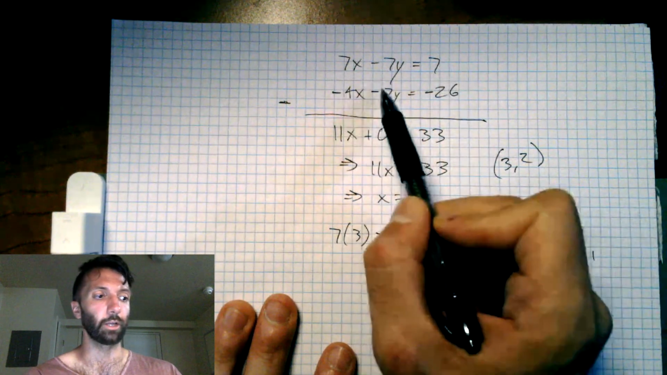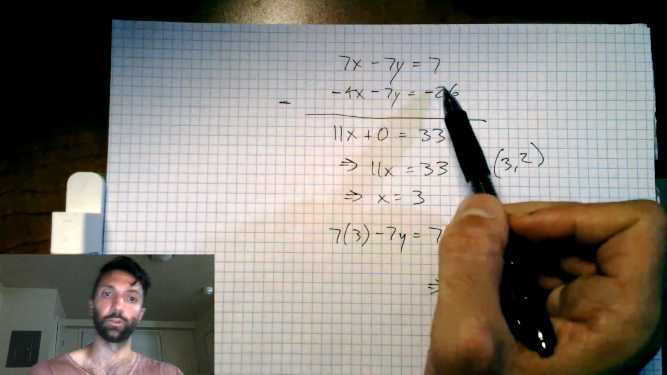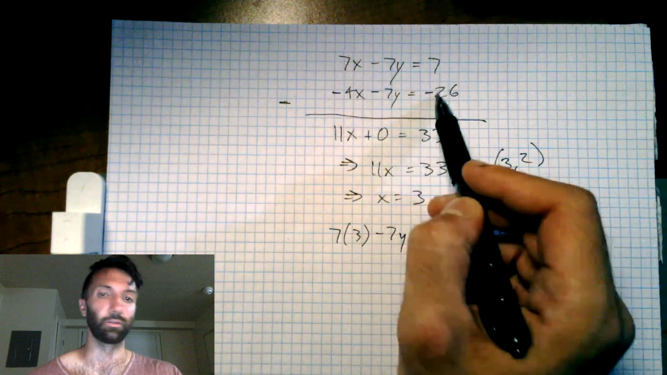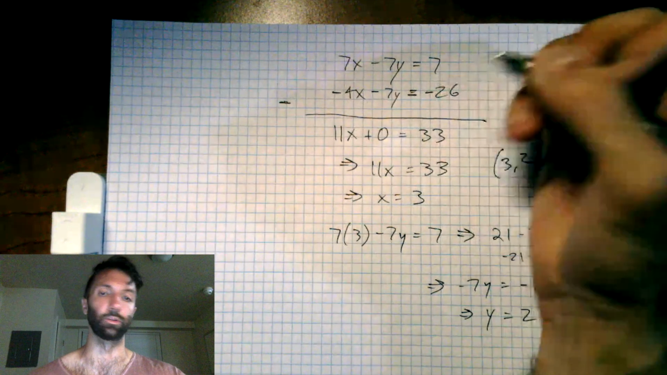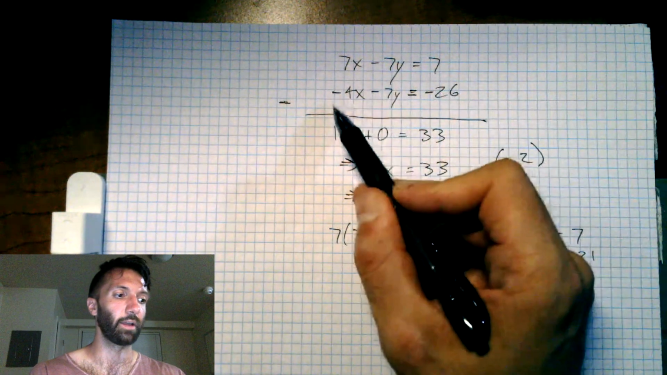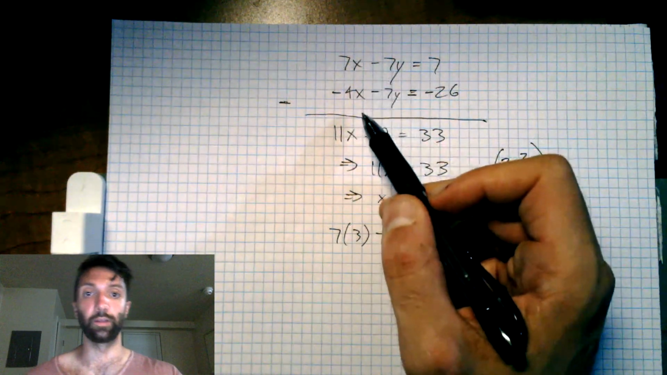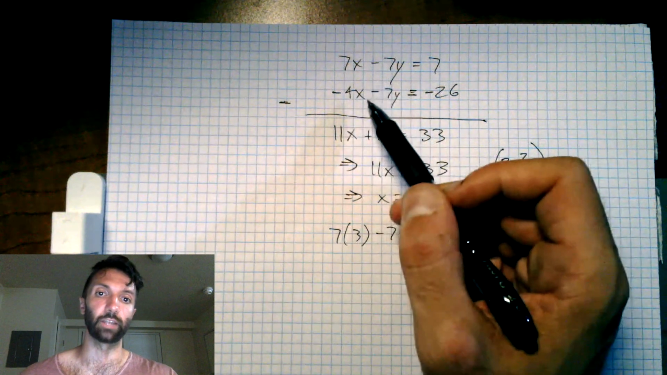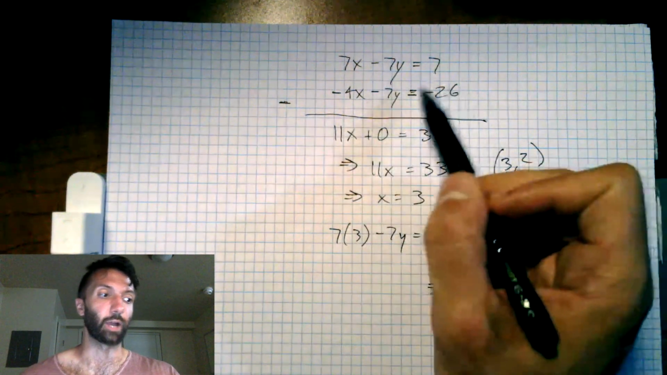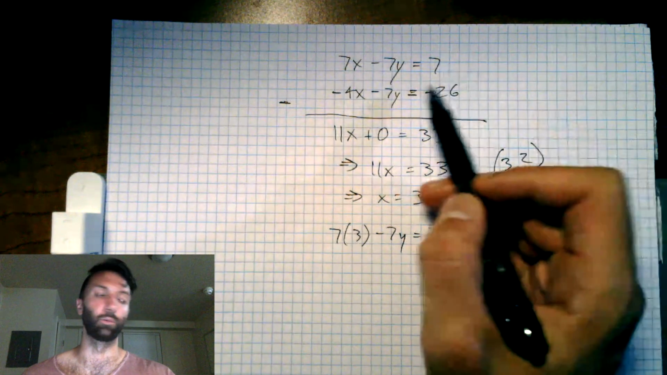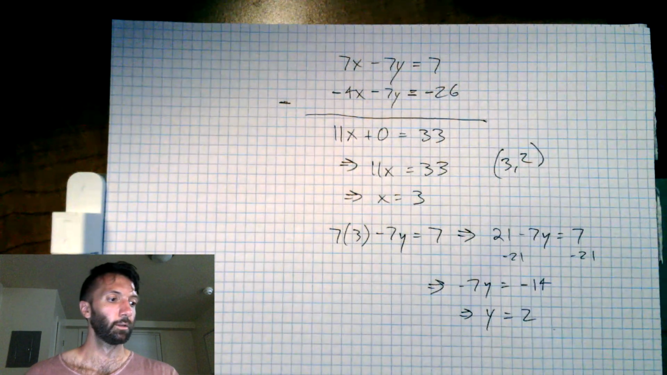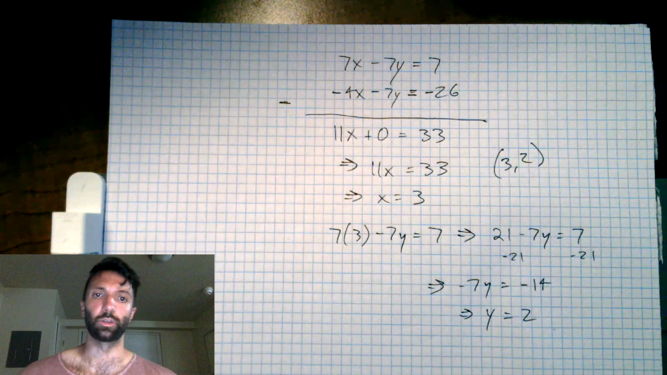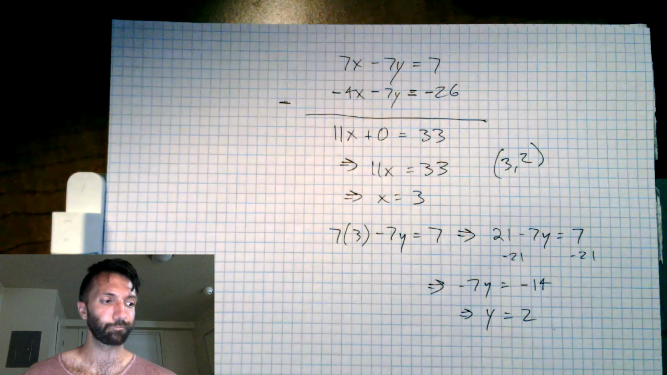So it might look like you're doing two different things to the two sides, but remember, these two things are equal, right? These two expressions are equal to each other. So if I take away this from this, I am doing the same thing. I'm taking away the same amount as subtracting negative 26 from 7 would be, because these two are the same thing. Okay? So in the next video, we'll do some more difficult examples.